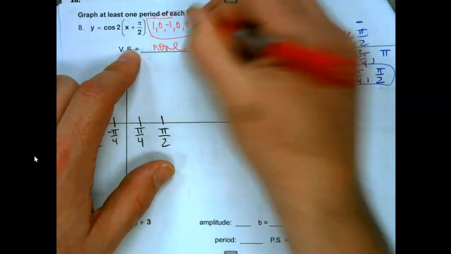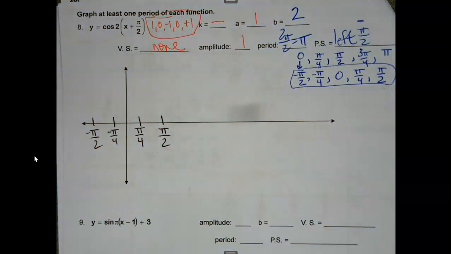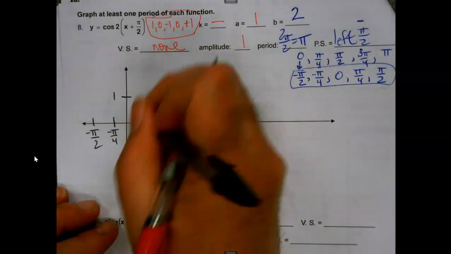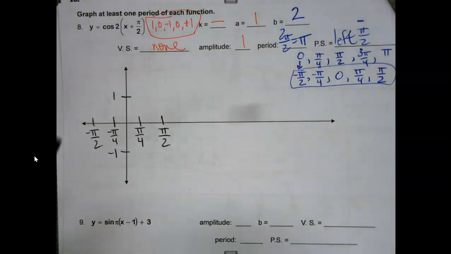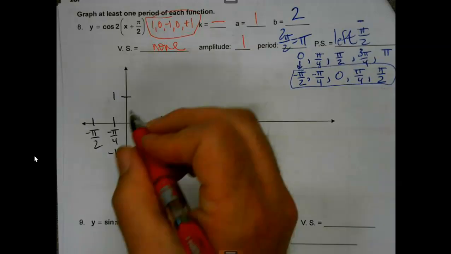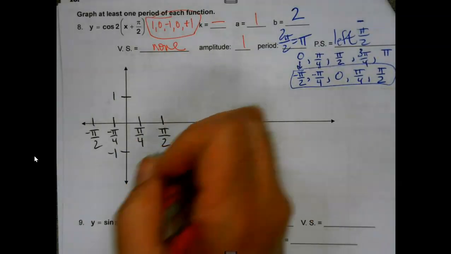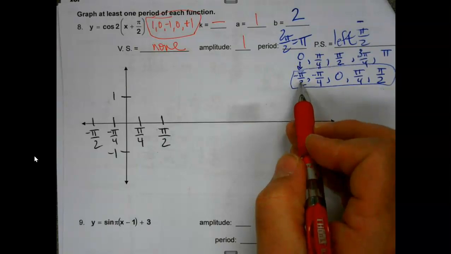Whoops, positive 1, Hardy. So here, that's easy peasy. 1, -1. So I get it, but remember, where are you starting? You're starting at negative pi over 2.